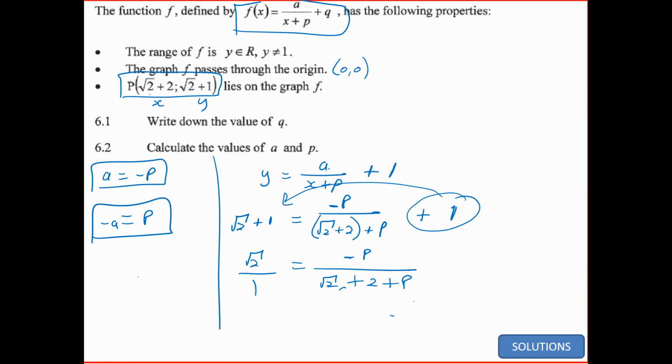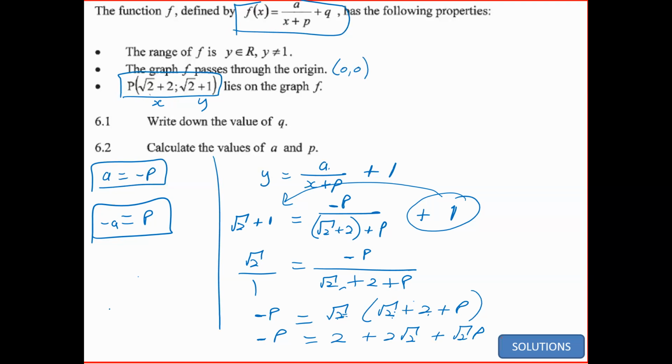Now, all we have to do is take out our calculator, or let's cross multiply first. So if we cross multiply, minus p times 1 is minus p, and then we're going to have root 2 into root 2 plus 2 plus p. Everyone with me still? So now we can take our calculators out. Root 2 times root 2. We can use the distributive law. Root 2 times root 2 is 2. Root 2 times 2 is plus 2 root 2. And root 2 times p is root 2p. Any questions?